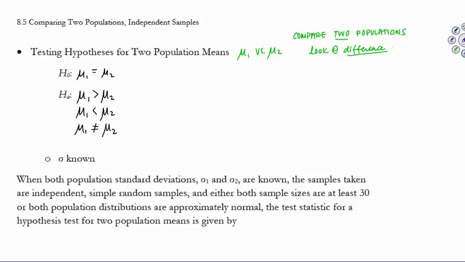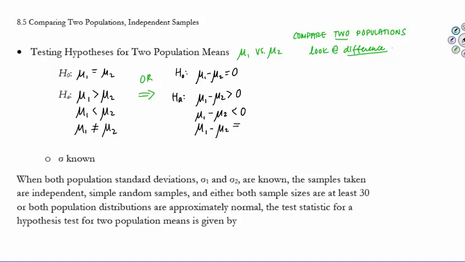Another way to phrase this is to structure them as differences. That would be that the null hypothesis is that the difference between the first and the second mean is 0. And alternative hypotheses state the first mean minus the second mean. If the first mean is larger, the difference should be positive. Or the first mean minus the second mean, if the first mean is smaller, this difference will be negative. Or the first mean minus the second mean, is the difference simply not equal to 0?